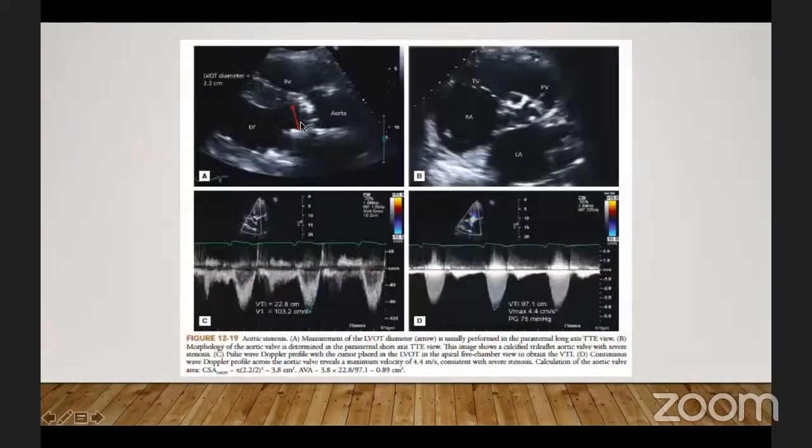This is how to measure the LVOT diameter, and then you're going to pulse the LVOT to get the VTI at the LVOT. After that, you're going to do a continuous wave Doppler across the aortic valve to assess the maximum velocity of the aortic valve, and you will add it to the equation, either the VTI if you use the VTI, to get the valve area.